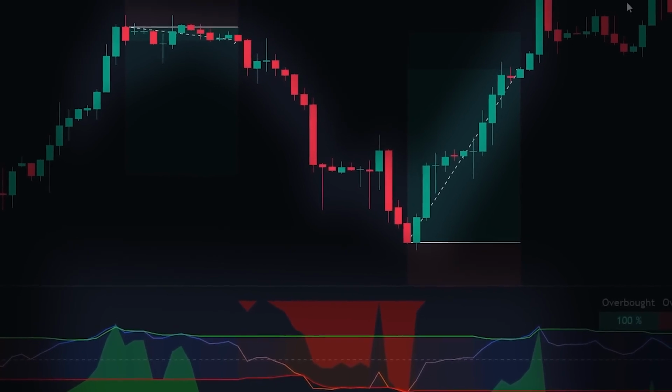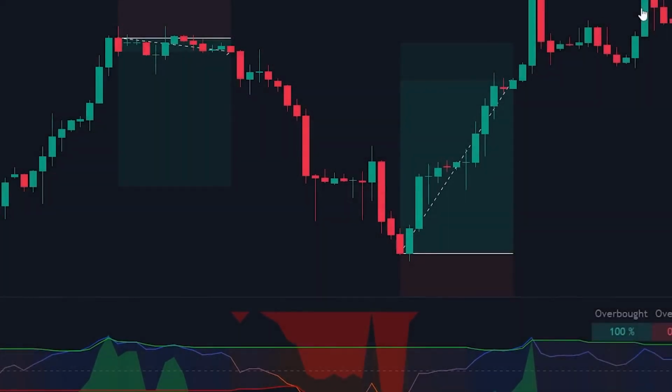I'm sure by now, some of you are wondering why you haven't heard about this indicator yet. Ask your mentor why he is hiding the good stuff.